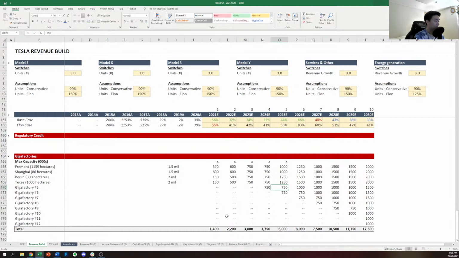Okay, so Texas, all right, Gigafactory 5 is growing to 1000. Let's just keep things consistent. I'm going to say for the first 2 years, it's 750, and then scale it up by 250 again. So let's do this. Okay, I'm going to stop this out at 1500, and then Shanghai max is 1.5, so do the same thing here.